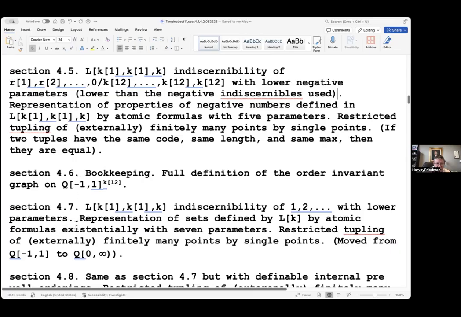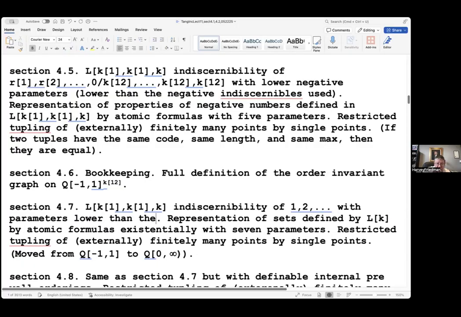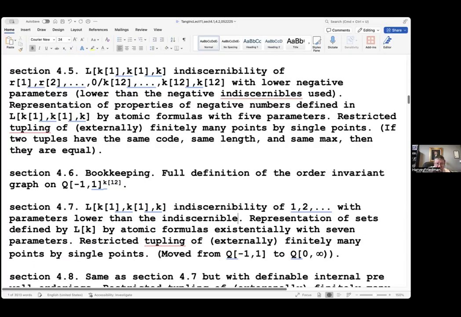Indiscernible with parameters lower than the indiscernibles used. This is important. Important point. Lower than the indiscernibles used. Very important. Okay. And that's what you have in set theory and in SRP type cardinals. Representation of sets defined by, okay.